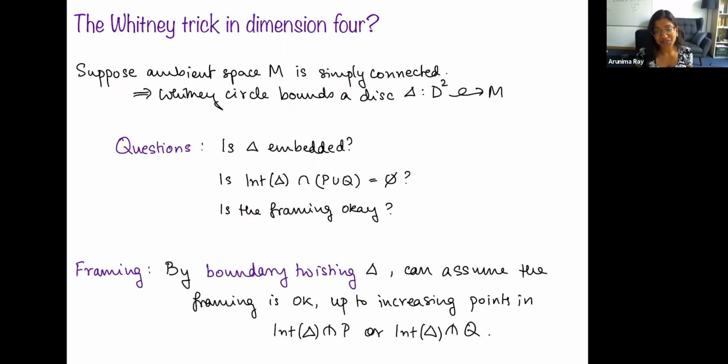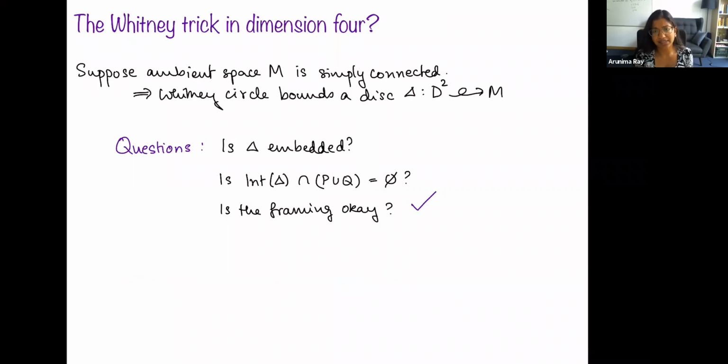So just to get it out of the way, how about framing? It turns out there's this process called boundary twisting, which says that if you give me a disk delta, I can twist it in some way to ensure that the framing is okay, whatever the framing is, but I have to pay a price, and the price is that I'll get more intersections of delta with P and with Q. But that's the purview of the second question, which I already have to answer anyway. So that's not that big a price to pay, because we have to answer that problem at some point. So up to boundary twisting, let's say that the framing is fine. Let's continue to ignore this as much as possible.